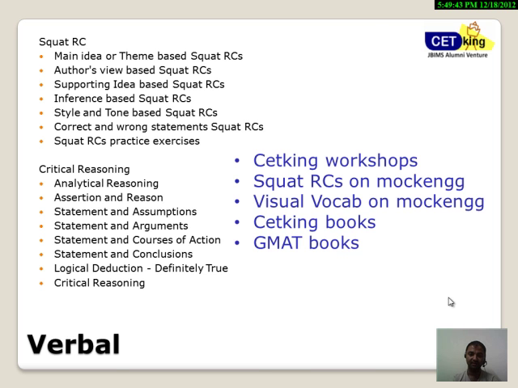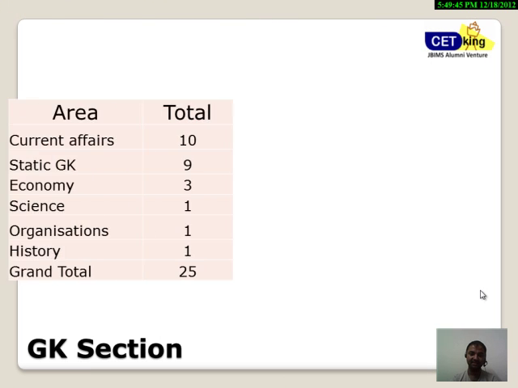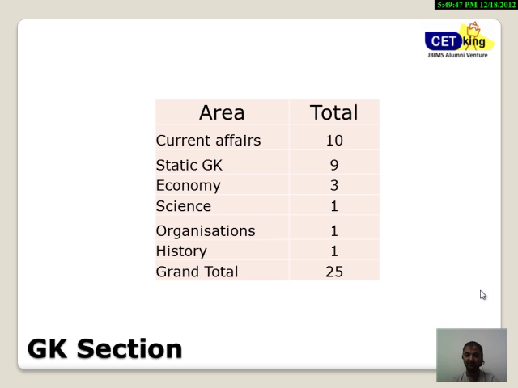Next part is the GK section. Fine. Current affairs, 10 questions. The most important part is current affairs. Static GK is like dances in India, states of India, more static things. Another example will be who wrote this book, who wrote that book.